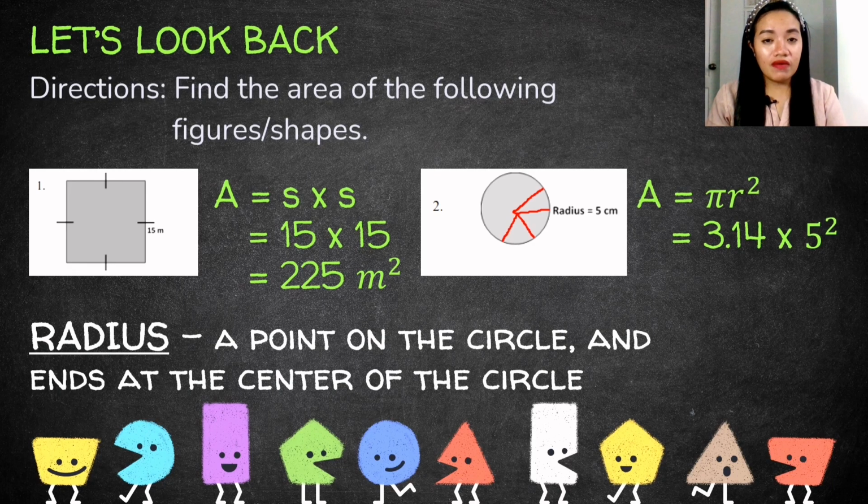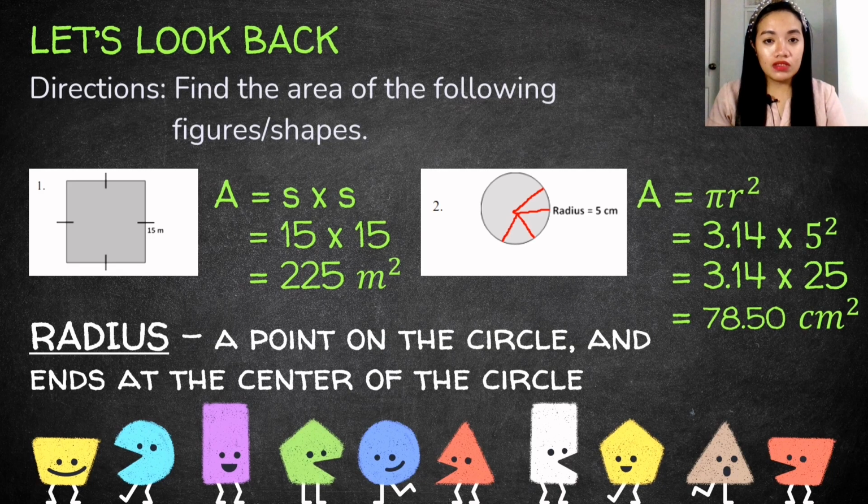So let us substitute the value. So pi is equal to 3.14 times the value of radius in our given, which is 5 centimeters. So 5 raised to 2, meaning 5 times 5. And 5 times 5 is equal to 25. 3.14 times 25 is equal to 78.50. At ang unit na ating gagamitin is square centimeters.